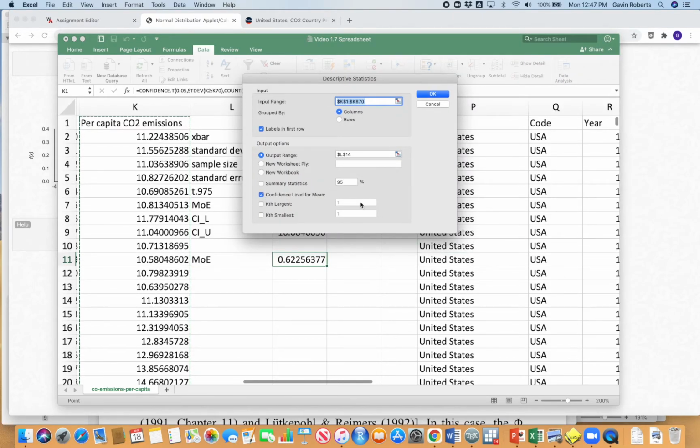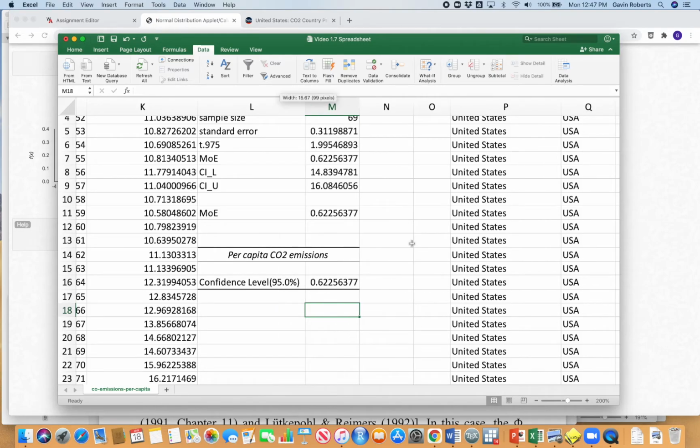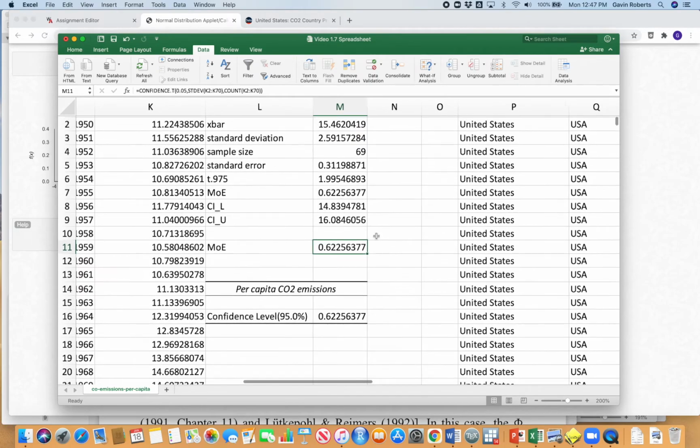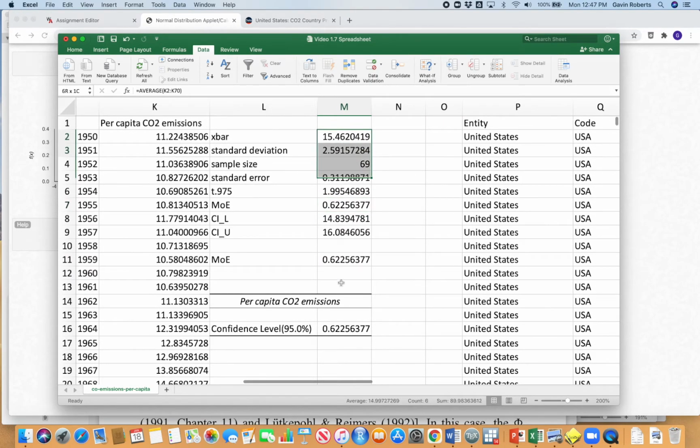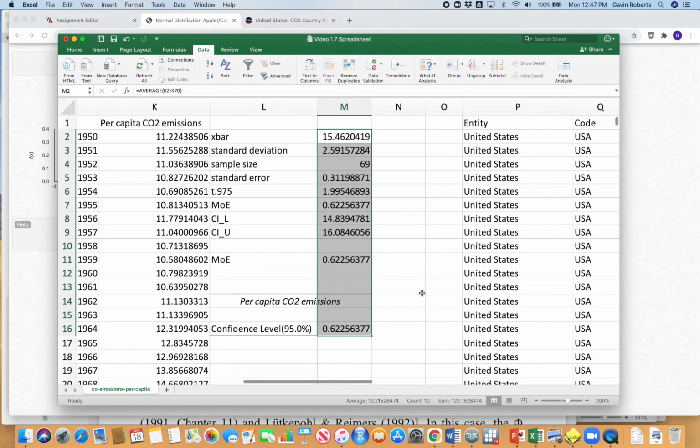So confidence level for mean, 95%. I could change that if I wanted, but I do want a 95% confidence interval. So let's hit OK. There it is. And we see that all three times I got the same number. So I just wanted to show you there are many different ways to calculate a confidence interval in Excel. These are three of those ways. There are other ways you could probably do it.